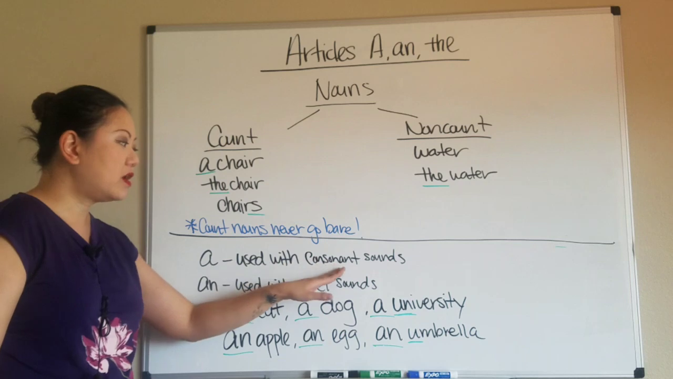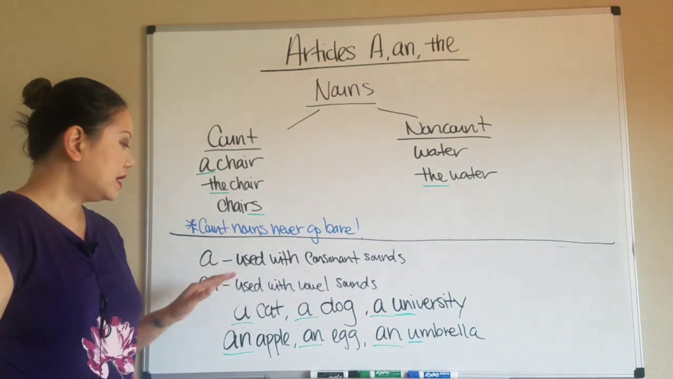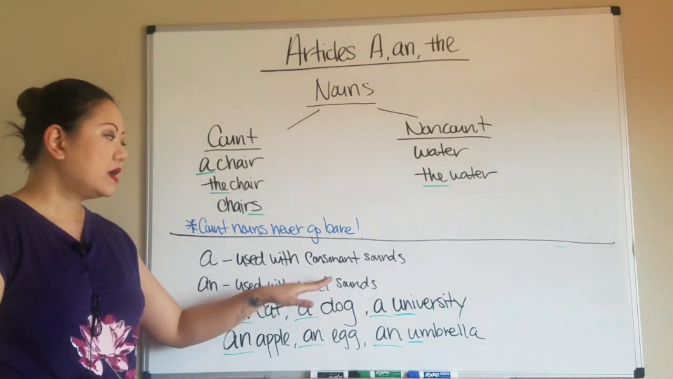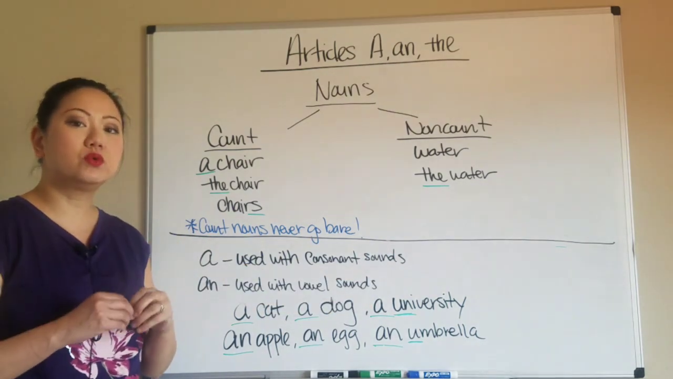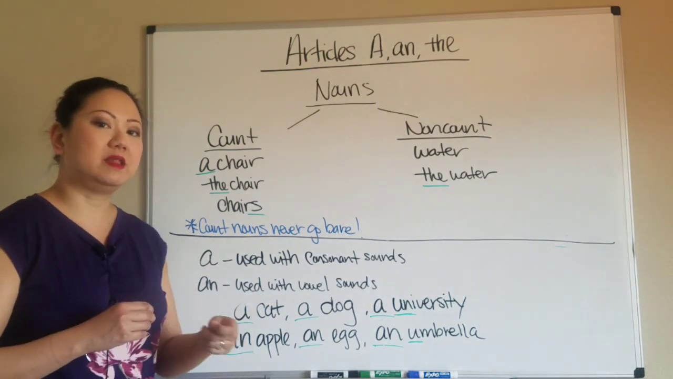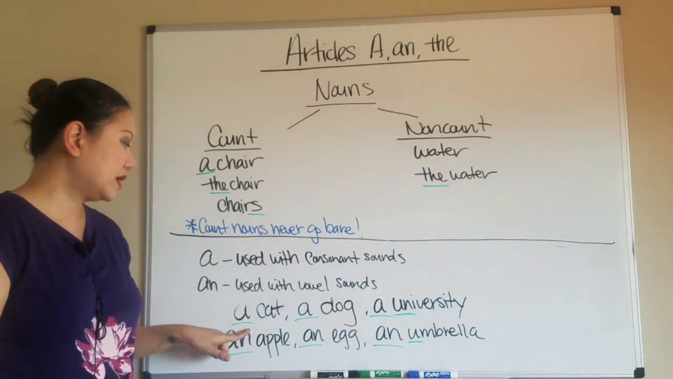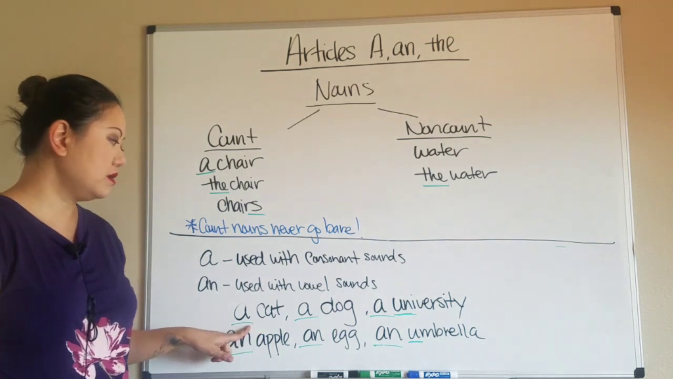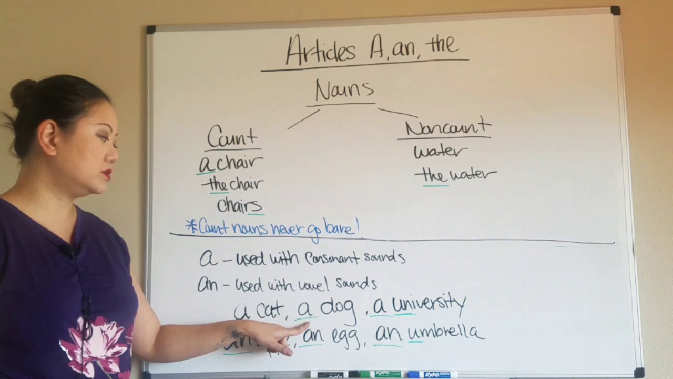A is used with consonant sounds in the countable noun category, and an is used with vowel sounds in the countable category. Now I say sound, not just consonant or vowel, because this rule is not applied to spelling. It's applied to the way you speak it. So let's take an example. We can have a cat, k, is a consonant sound, so we can use a. Dog, d, is a consonant sound, so we're going to use a.